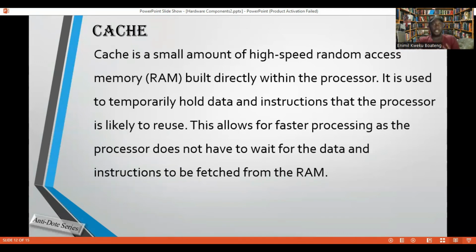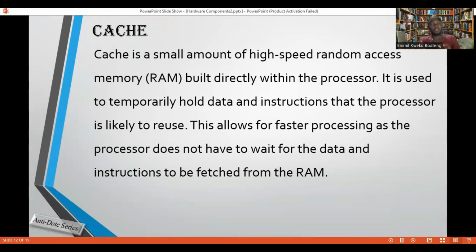Then you have cache. Cache is also part of the CPU. A cache is a small amount of high-speed random access memory built directly within the processor. It is used to temporarily hold data and instructions that a processor is likely to reuse. So cache holds data and instructions that are frequently called upon by the CPU. This is done to enable the CPU to work faster, because the CPU would have to go through the RAM if there was no cache.